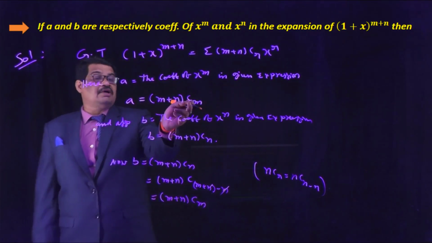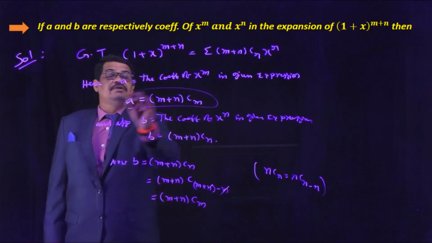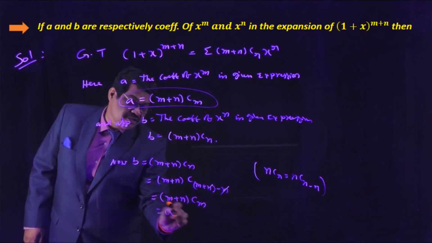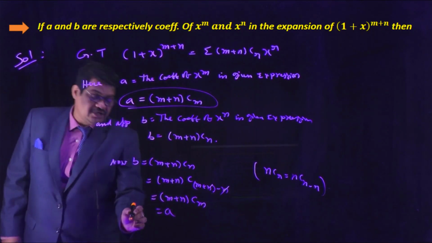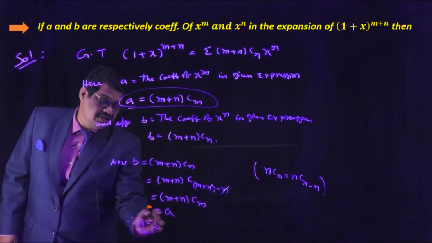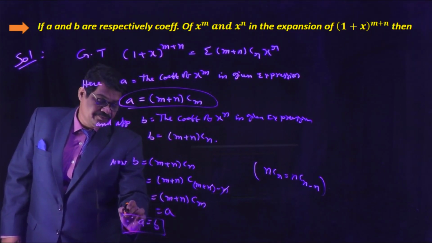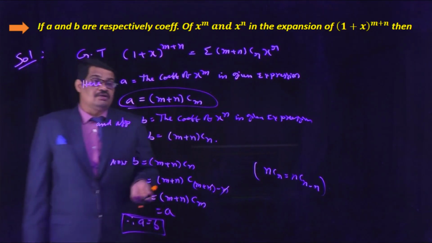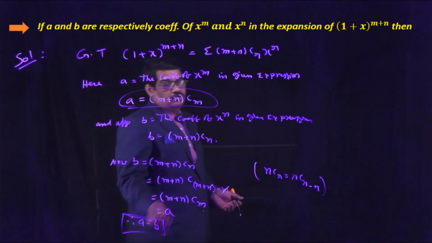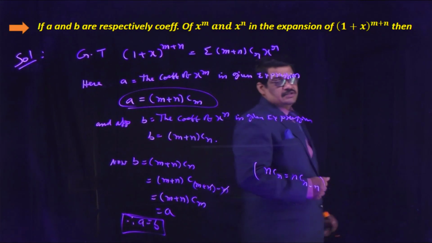That is nothing but a. So this is equal to a. Therefore, what is the relation between a and b? That is a is equal to b. Therefore, the terms are equal. So a is equal to b is the answer.